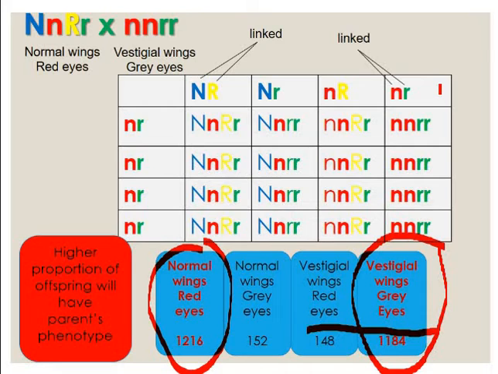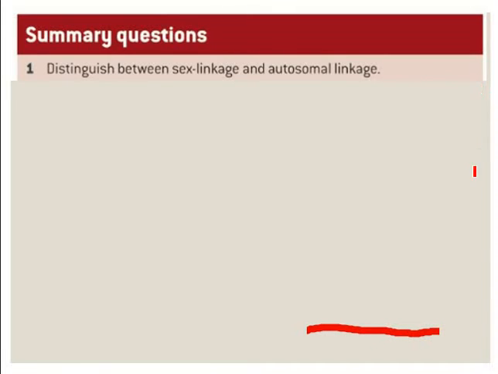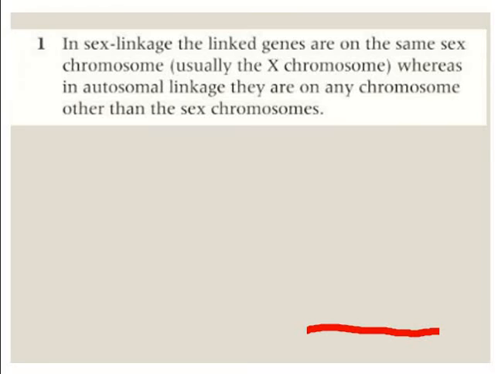I'd like you to attempt the following summary question. Distinguish between sex linkage and autosomal linkage. Stop the video here. Okay. In sex linkage, the linked genes are on the same sex chromosome, which is usually the X chromosome, because the Y chromosome is so small. Whereas in autosomal linkage, they are on any chromosome other than the sex chromosomes.